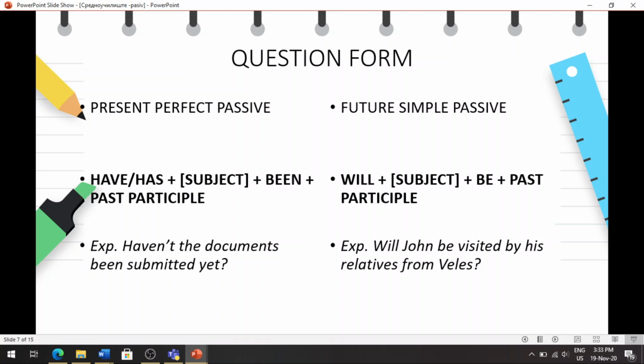The question form for present perfect passive is formed with have or has plus been plus the past participle form of the verb. For example, haven't the documents been submitted yet? And the question form for future simple passive is formed with will plus be plus the past participle form of the verb. For example, will John be visited by his relatives from Wales?